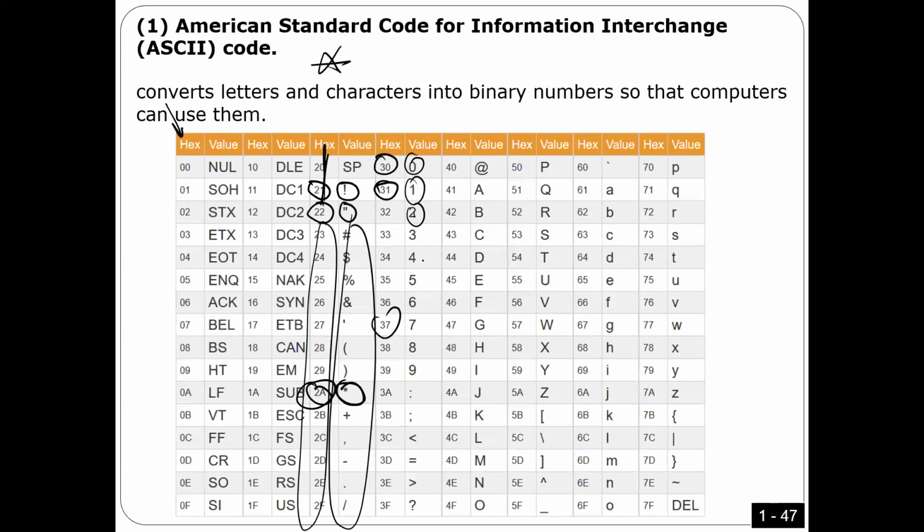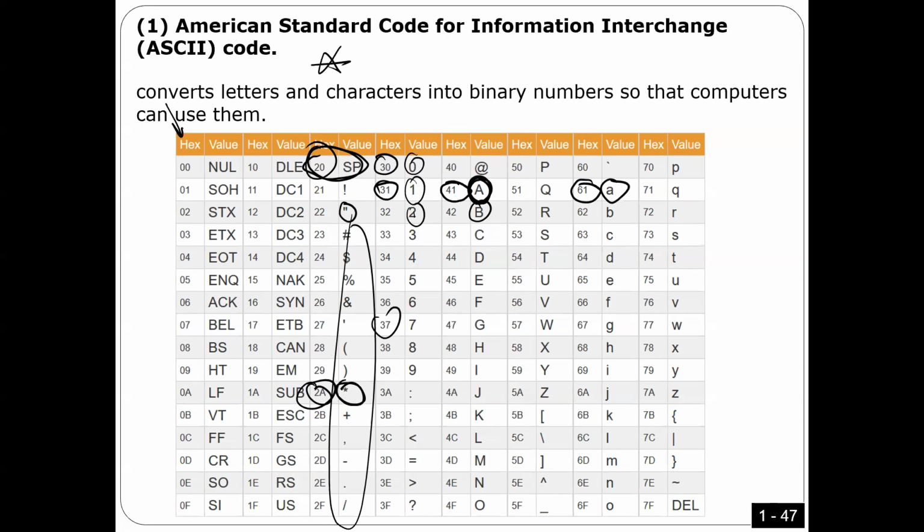Even letters here. You can see uppercase A should be 41, but a small a, or lowercase a, is 61. So every letter, even space. I think you can find space here somewhere. I think space was 20. Okay, let me see here. Is that written here? It should be, yeah, space, this one here. Even space has ASCII of 20. Anyway, is that okay, guys?